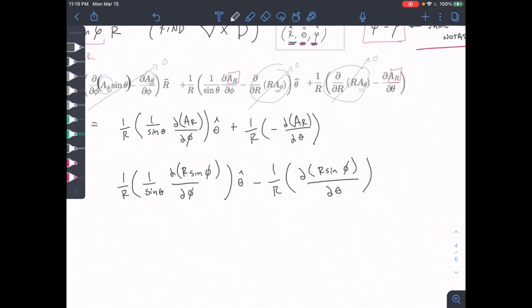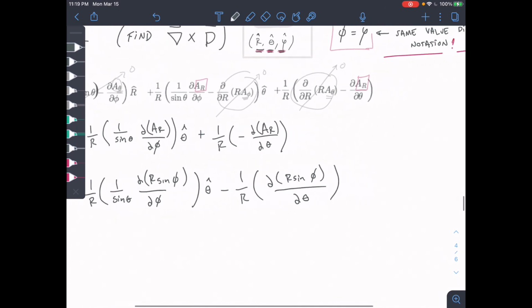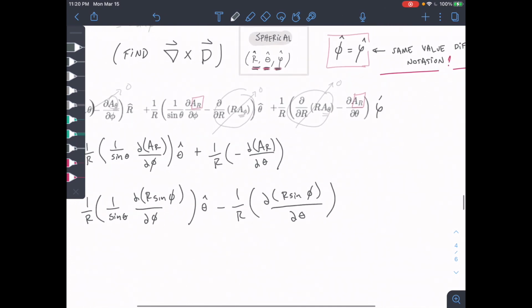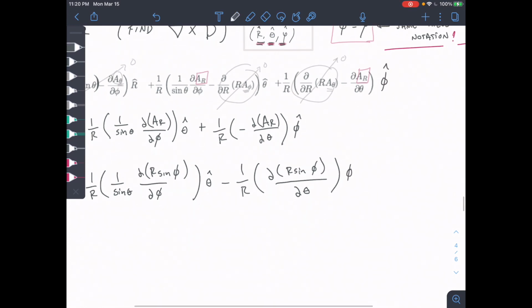Oh, and this also has a vector direction here. Phi hat, I guess it should have been there, but it wasn't. Again, I'll try to be more consistent with my phis. Okay, phi and phi hat direction.